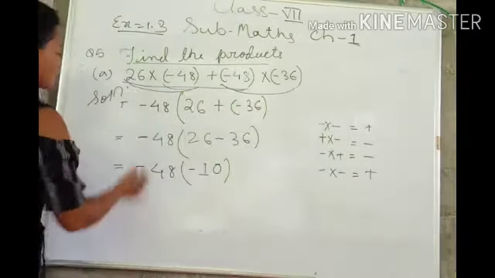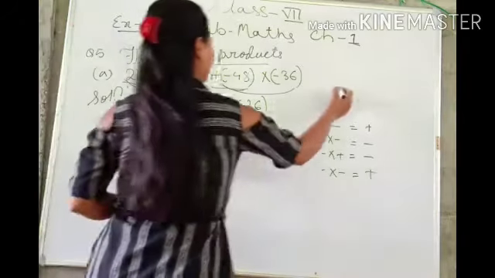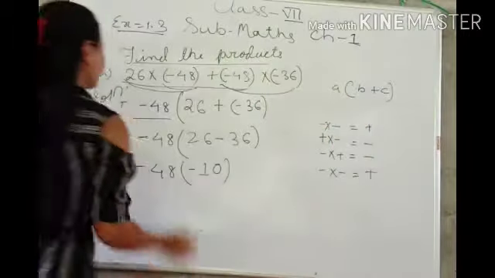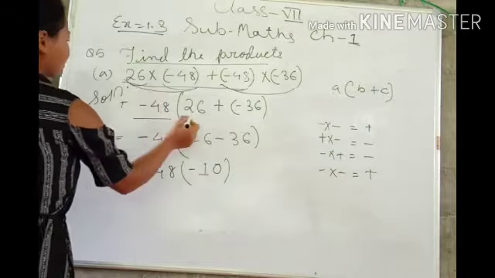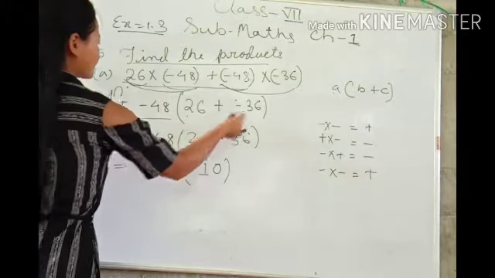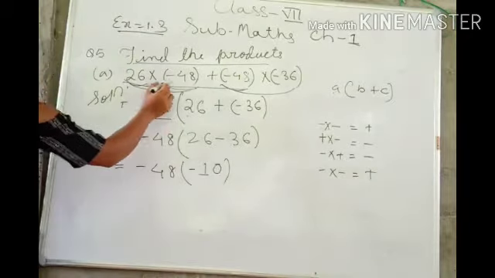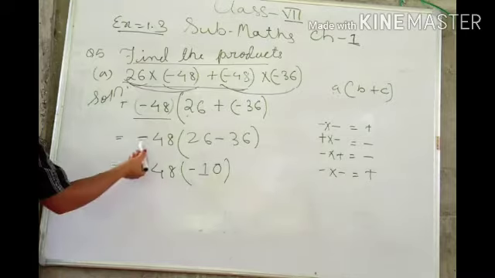So what will I do? I will take -48 as a common. So we can write it in this way. 48 is common for both these terms, so I have taken 48 as common. What is remaining here? 26, and plus, so I wrote plus. Now -36. Here also -48, here also -48. So I took -48 as common. Now in the next line, -48.